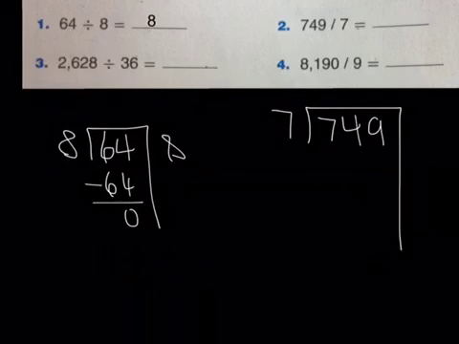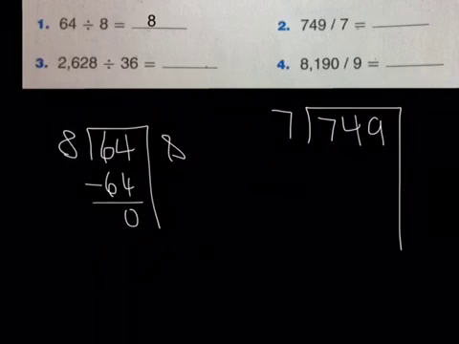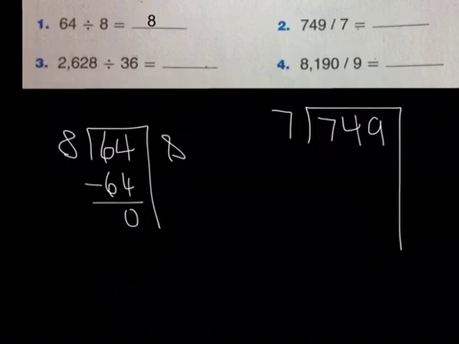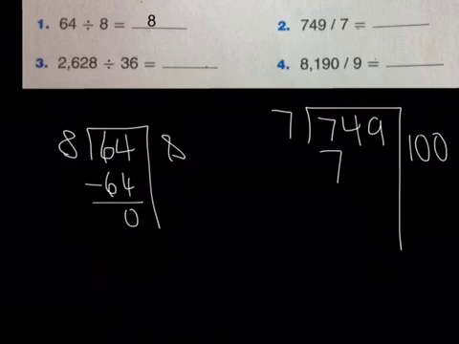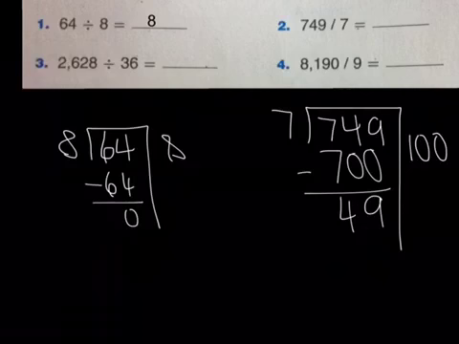Now we have a bit of a tougher one. We have 749 divided by 7. So we want to find out how many 7s are in 749. Now, I understand that if I multiply 7 times 10, I'm going to get 70. But if I multiply 7 times 100, I will have 700, as you see there. So let's go ahead and do that. 7 times 100 equals 700. Okay, so 9 minus 0 is 9, 4 minus 0 is 4, and 7 minus 7 is simply nothing, 0.